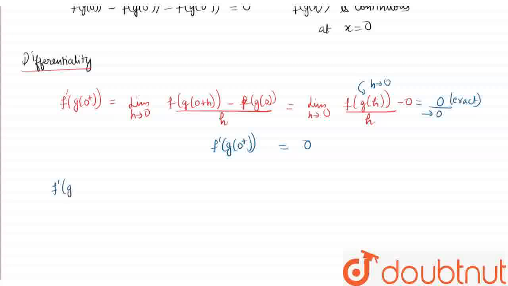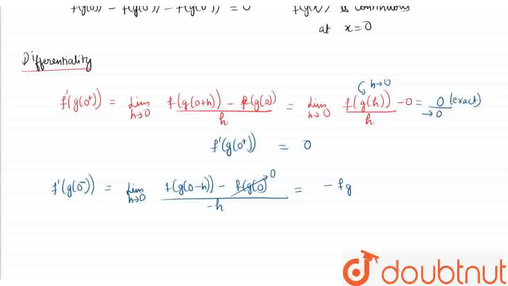Now for f dash of g of 0 minus, limit h tending to 0 of f of g of 0 minus h minus f of g of 0, divided by minus h. This becomes minus of f of g of h divided by minus h. So the minus gets cancelled, and on putting limit h tending to 0, this again turns out to be exact 0 divided by something tending to 0. So exact 0 and tending to 0 always makes it 0.